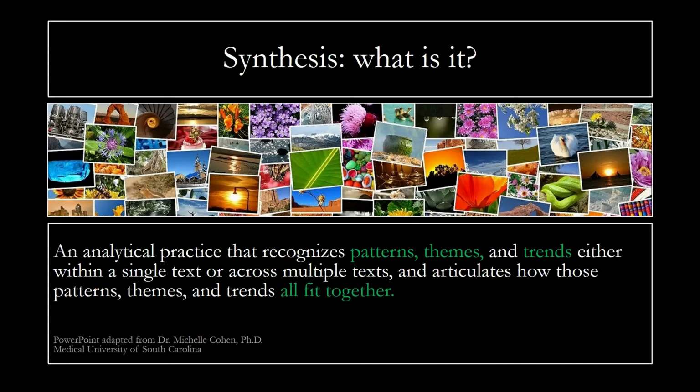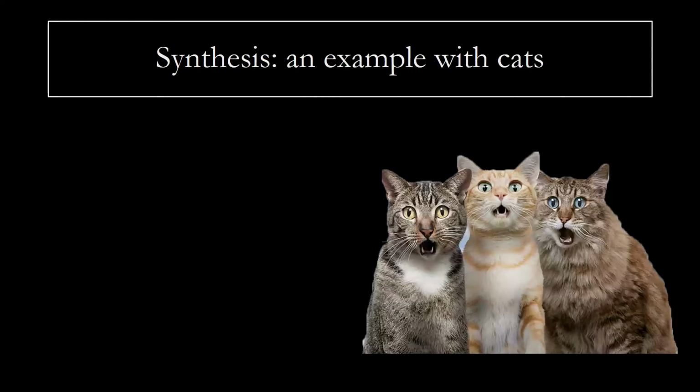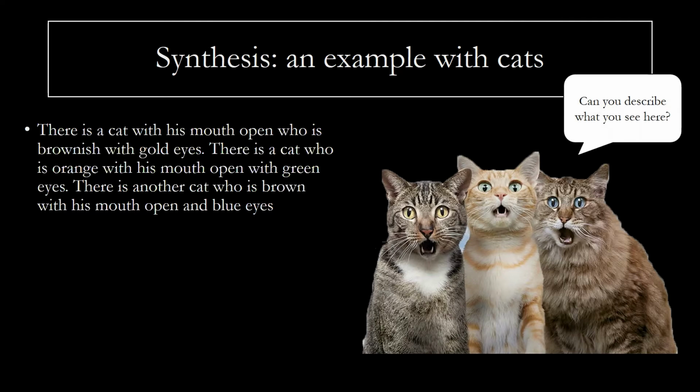To make this a little clearer, let's think about the concept using cats. Let's say that I ask you to describe what you see in this image, and you tell me this. There is a cat with his mouth open, who is brownish with gold eyes. There is a cat who is orange with his mouth open with green eyes. There is another cat who is brown with his mouth open and blue eyes.